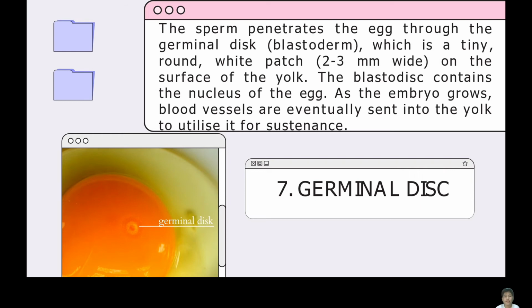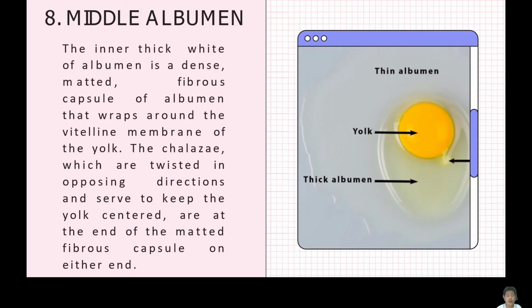So the function of the germinal disc is sustenance, to utilize the yolk. So that is the function of germinal disc. So this is an example of germinal disc. So the next one is middle albumin.